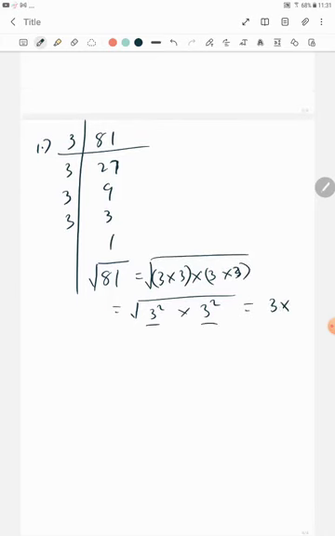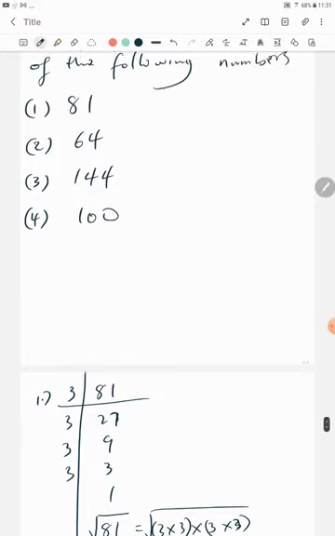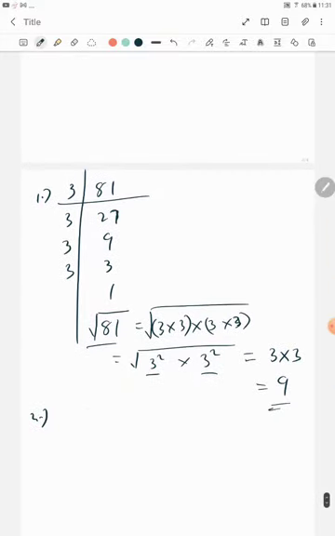That will be 3 times 3. So your answer will be what? 9. 9 is that single number that when you multiply it 2 times, it will give you 81. So that is how to go about that. I hope you understand this. So square root of 64.